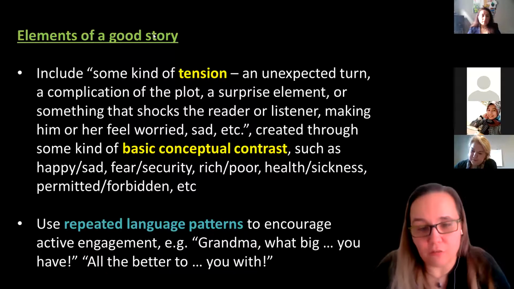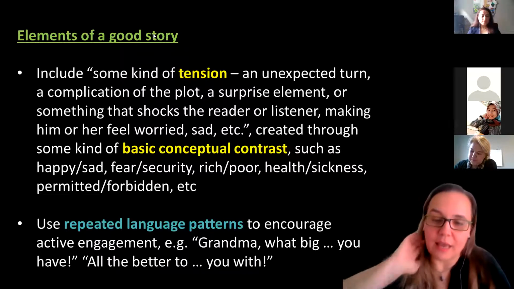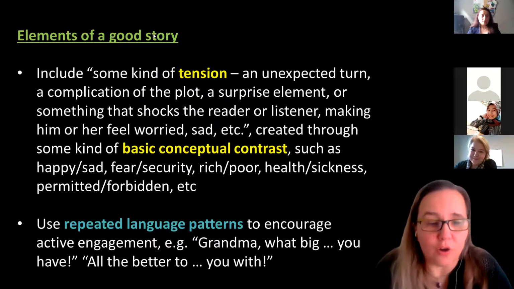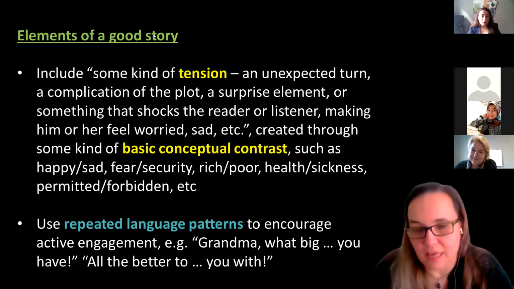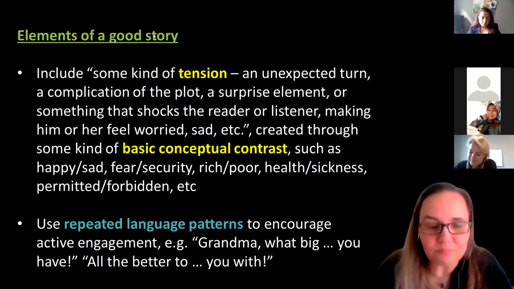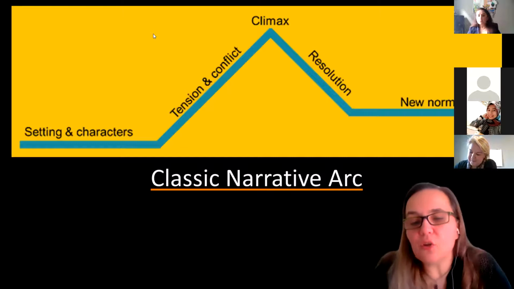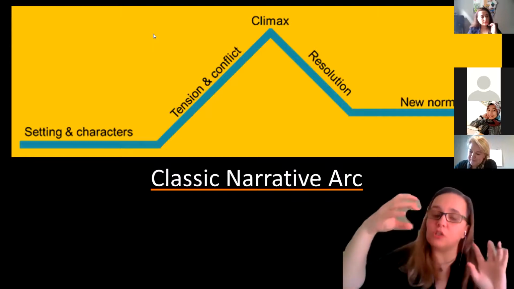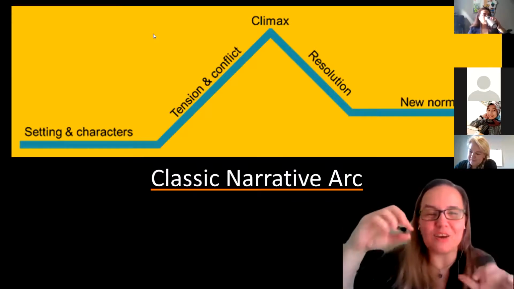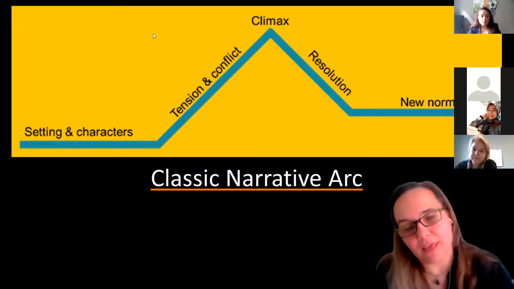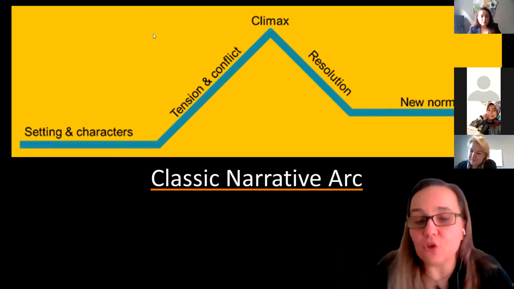Repeated language patterns are very useful for young learners in terms of learning chunks. Like in the story of Grandma, what big ears you've got, all the better to hear you with. And it repeats the same thing throughout the story. Okay. So in a classic narrative, we have a setting and the characters, and then we've got a tension, a sweet tension, and a conflict, and we've got a climax and resolution and a new normal in the end. Life goes on in the new way.